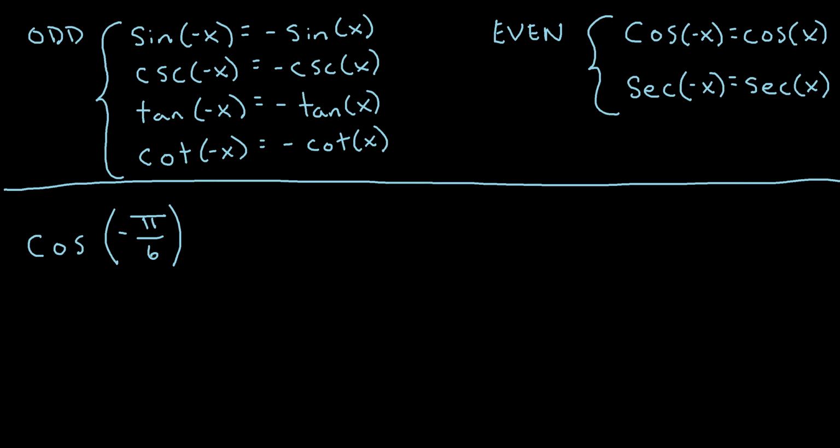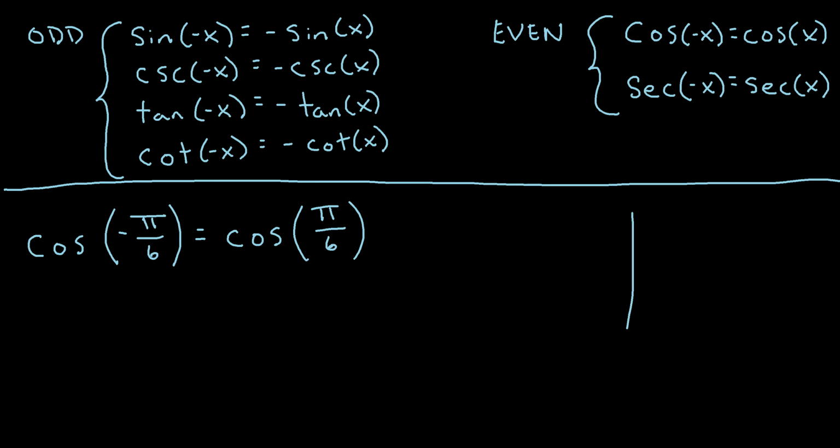All right, let's try another one. Let's say we want to find the cosine of negative pi over 6. Well, we can see that cosine is one of our even functions. So the cosine of a negative angle will be equal to the cosine of the positive angle. So we'll say the cosine of negative pi over 6 will be equal to cosine of pi over 6.